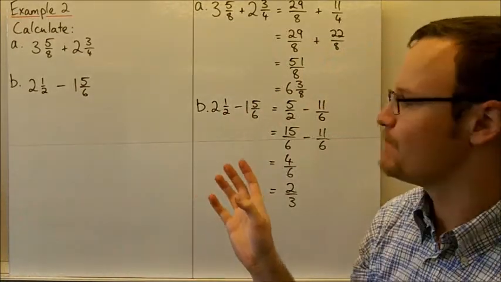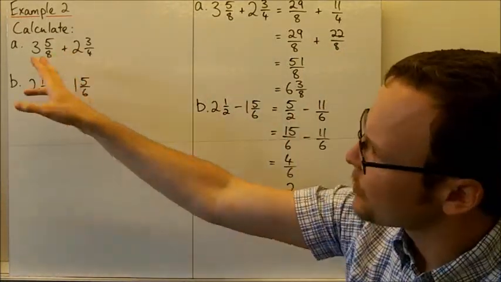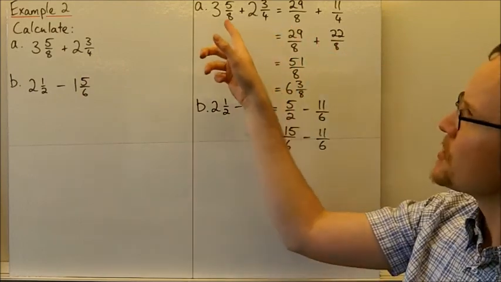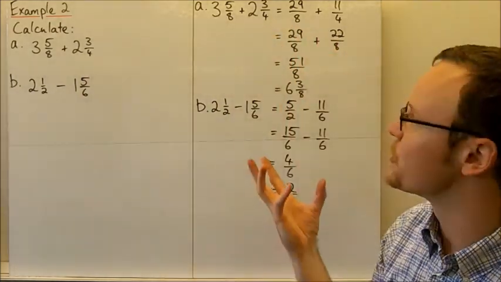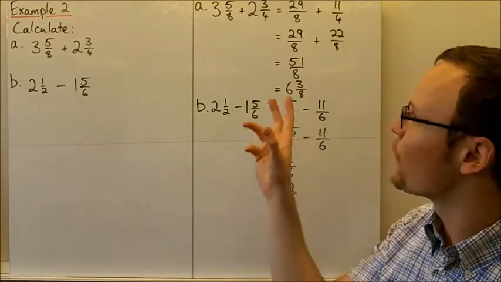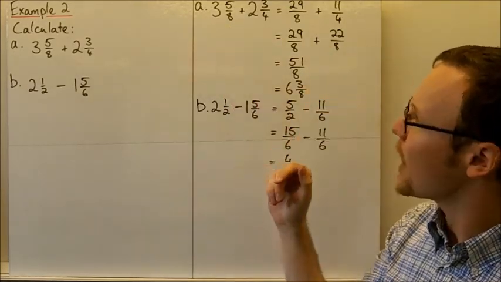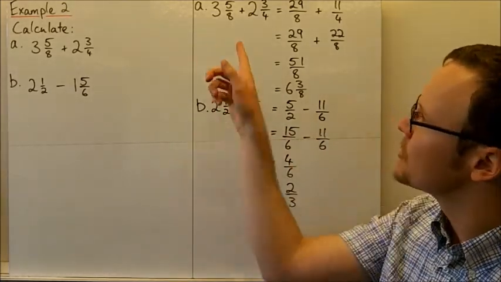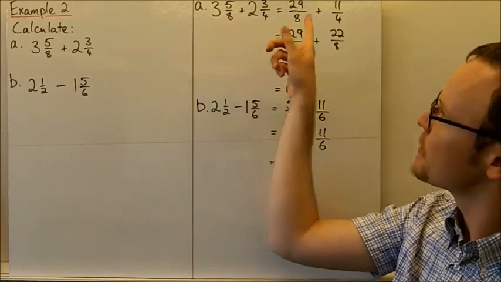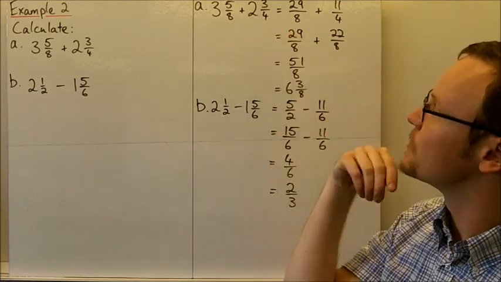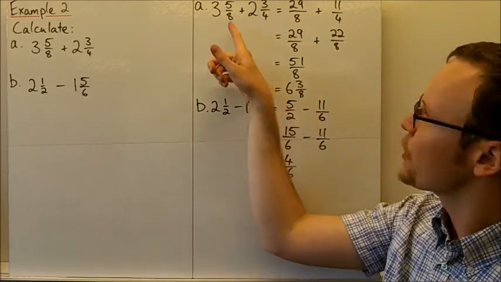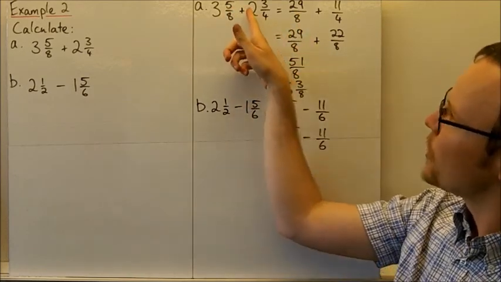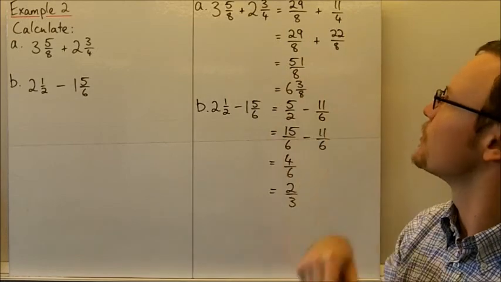Second example here. So here we've got to calculate two values, and we've got mixed numbers this time. So there are 2 ways of doing these, but I've only had a look at one way, which is just converting to improper fractions and then doing what we have been doing in the past. So converting this mixed number to an improper fraction. 3 times 8 is 24, plus 5 is 29 over 8, and 4 times 2 is 8. 8 plus 3 is 11 over 4.